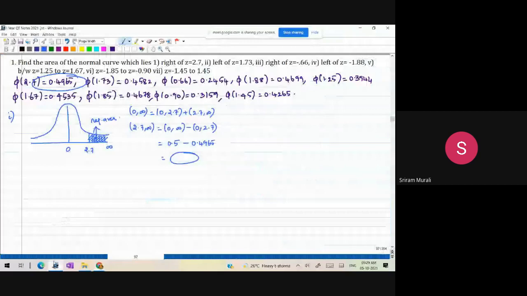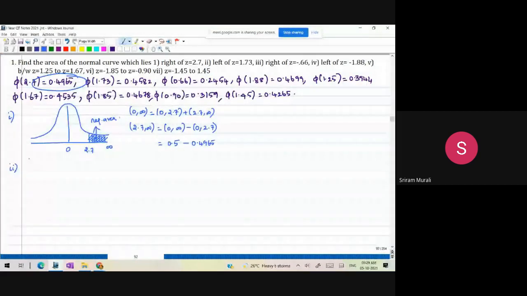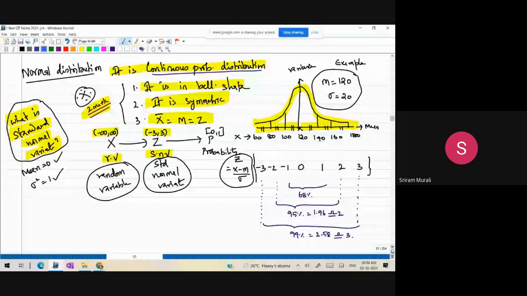Have you understood how to find the area? Sir, how is it 0.5? The right hand side area is 0.5, the left hand side area is 0.5. So the total probability will be equal to 1.